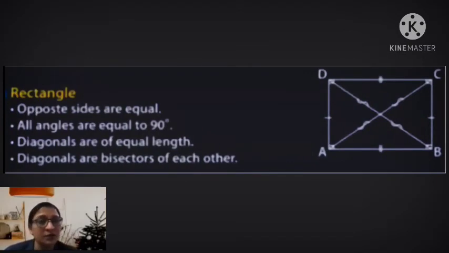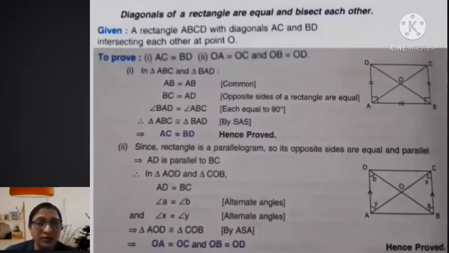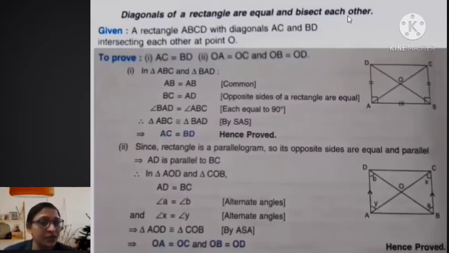Here comes another quadrilateral, the rectangle. Opposite sides of a rectangle are equal. All angles are equal to 90 degrees. Diagonals are of equal length, and diagonals bisect each other. Let us prove the same property of diagonals. Diagonals of a rectangle are equal and bisect each other.